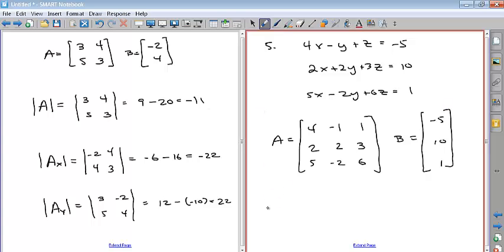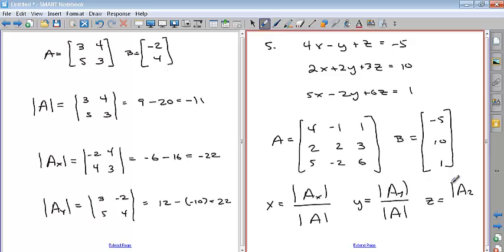So again, the x solution is going to be A sub x divided by A. These are the values of the determinants. Y is equal to A sub y over A, and z is equal to A sub z divided by A, the values for the determinants.